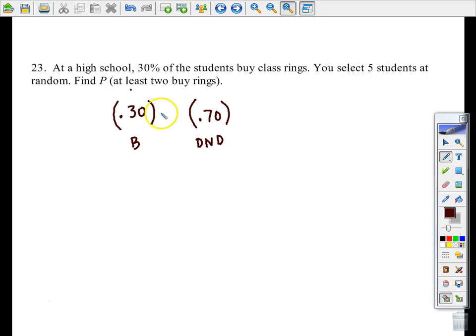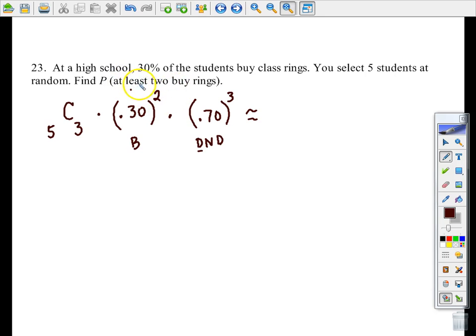Well, we'll start with the probability that exactly 2 buy rings. So I'm going to take the probability that the students buy rings and raise it to the second power. And if there's 5 students, 2 buy rings, that means 3 do not buy rings. And remember, we're going to multiply all of this by a combination factor, which in this case will look like this. This number that follows C always matches the failure, looking at 70%, the ones that don't buy rings, those should always match. And we'll come up with a decimal for that in just a minute.